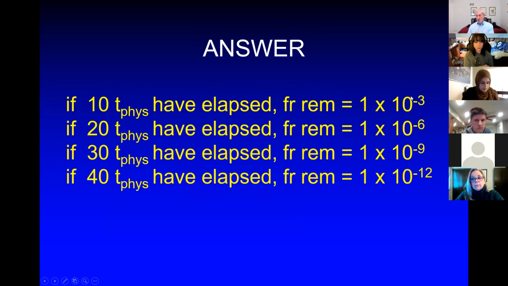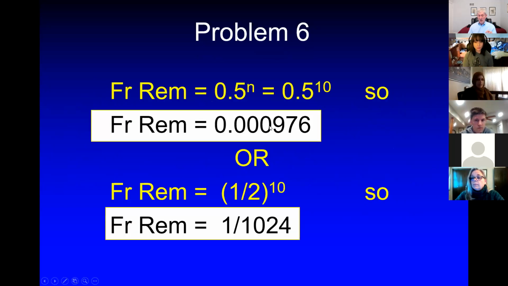Now remember, this is a rounded off number. It's not really 1 times 10 to the minus 3. It's really 0.976 times 10 to the minus 3.